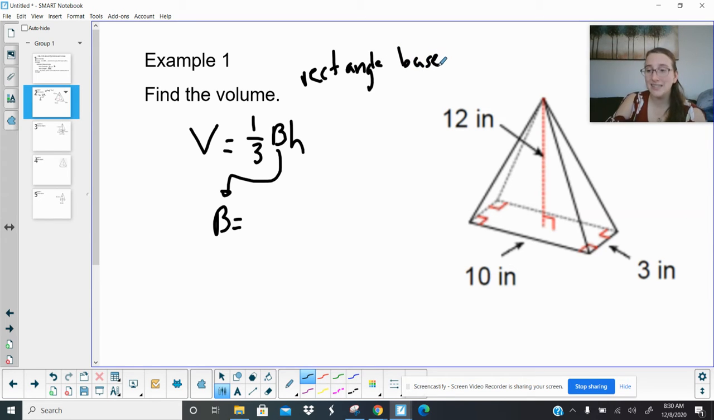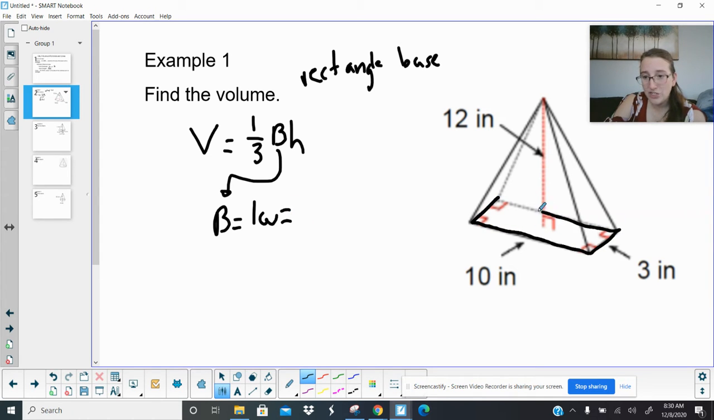So what that means is, for my capital B, we need to use the formula for area of a rectangle. That's what capital B stands for, the area of our base, and our base happens to be a rectangle. So what is our formula for area of a rectangle again? Length times width. So here's my rectangle.